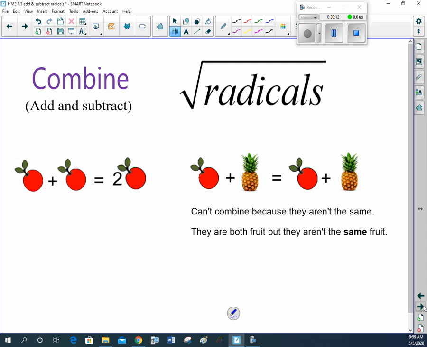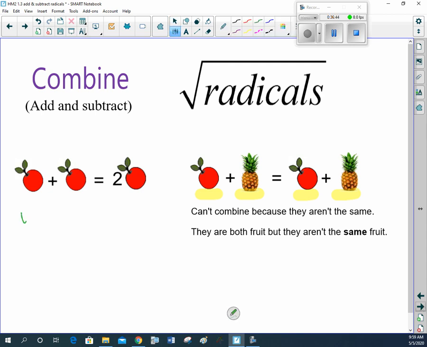Okay, last idea is combining our radicals, so meaning adding and subtracting. So on this slide here, we just kind of have a visual. So I've got 2 red apples. I guess we call those apples. You add them together, and you get 2 apples. So over here, even though these are fruit, so you could say they're kind of like a radical, you can't combine the apple with the pineapple. It just stays an apple plus a pineapple. That's the same thing with radicals. So what they're saying is something like this.